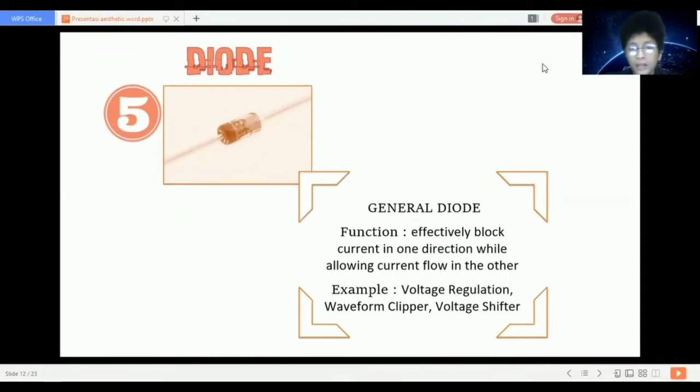Diode. The general function of a diode is to effectively block current in one direction while allowing current to flow in the other. Examples: voltage regulation, rectifier, and voltage shifter.